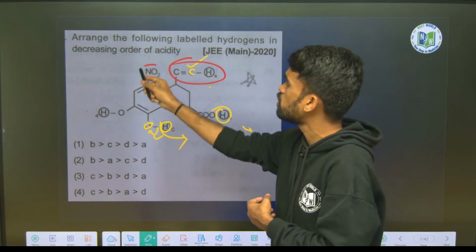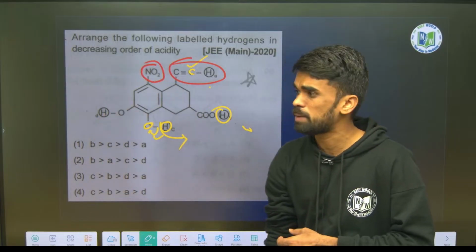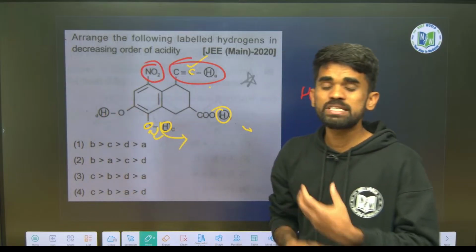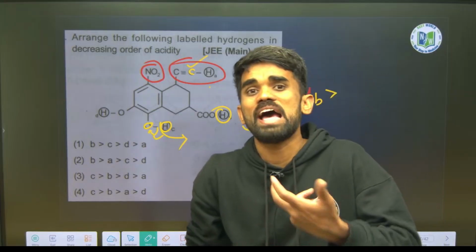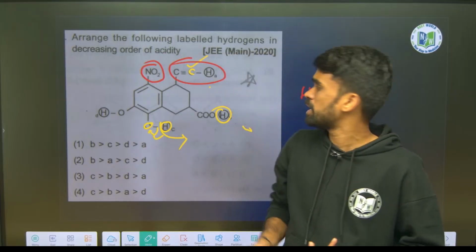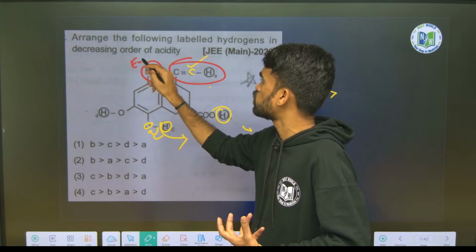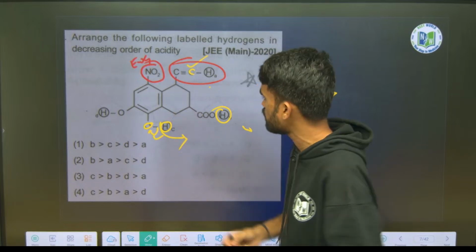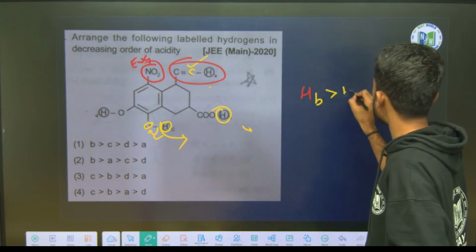And here you have one strong electron withdrawing group at the para position of this OH, which makes the phenol more acidic. The acidic nature of phenols increases with electron withdrawing groups at ortho and para positions. Okay, that's why this HC is more acidic.